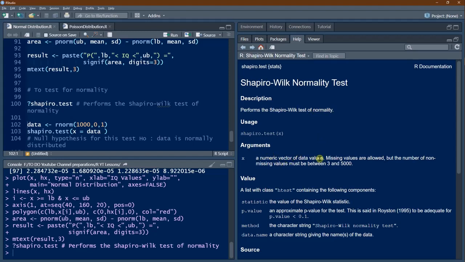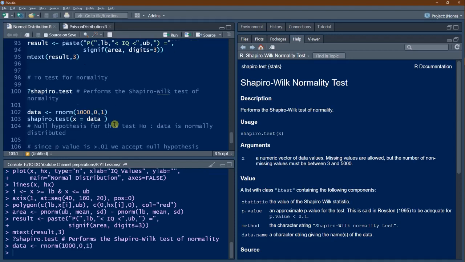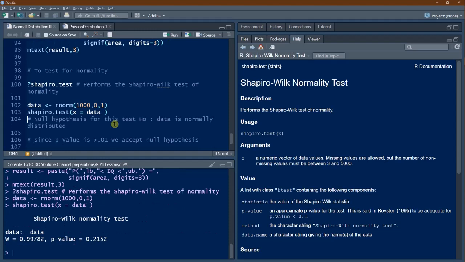Here you have to give a numeric vector of data values, then it is going to find out. So in our case we will give simple rnorm values, 1000, 0, 1 data. Here the null hypothesis is that the data is normally distributed. Once we create the data and ask for the Shapiro-Wilk normality test to be performed, we are getting a p-value of 0.21. It is higher than 0.05. That means we have to accept the null hypothesis.